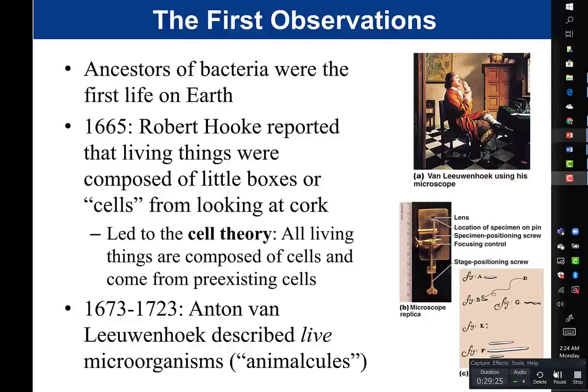In 1665, Robert Hooke, who was an Englishman, observed a thin slice of cork through a relatively crude microscope, and he reported that living things were composed of little boxes or cells, as he called them. Think of it more like a cell in terms of a prison. That then led to what's referred to as the cell theory, that all living things are composed of cells and come from pre-existing cells. So he was the first one to see cells.